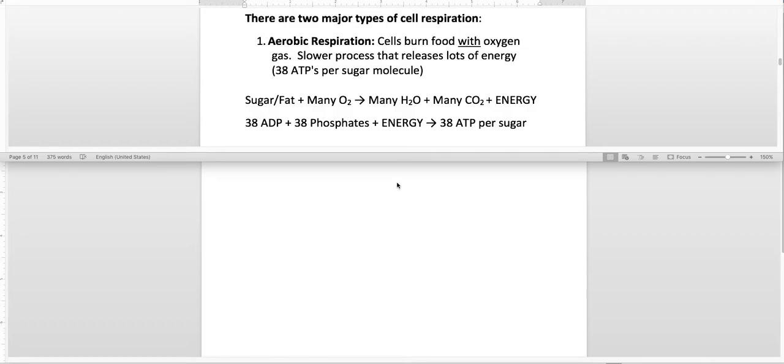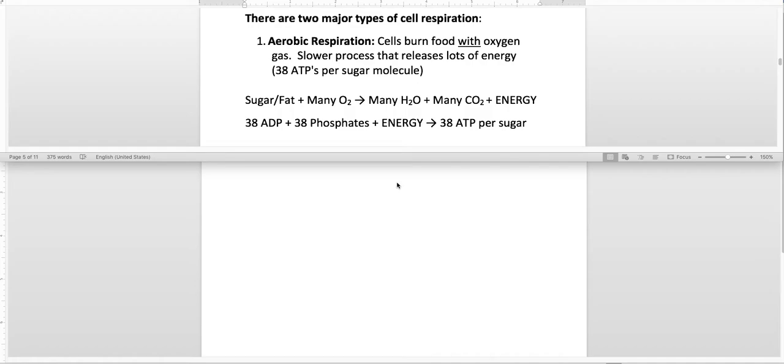All right, now that you know the basic idea behind cell respiration and why, after cell respiration releases energy from food, that energy is stored in ATP, now we're going to talk more about the details of cell respiration. It turns out there's two different kinds of cell respiration that occur in cells. That is, two different ways that cells can break down food to release the energy and create ATP.